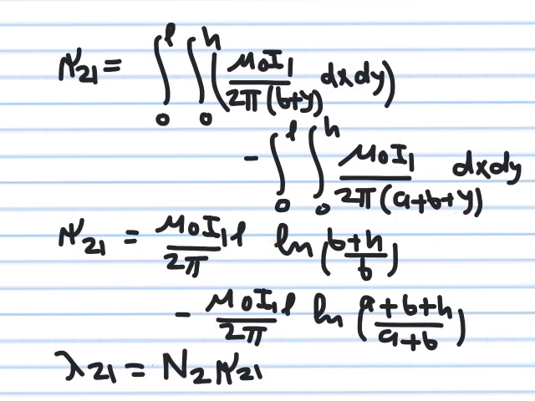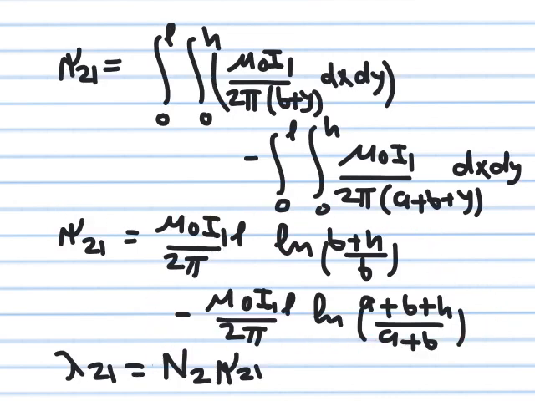The integral of dy over A plus B plus Y is the ln of A plus B plus Y. For the upper limit, you get A plus B plus H. For the lower limit, you get A plus B. Then you get this expression here. So this is the flux that is going through the second small rectangular coil.